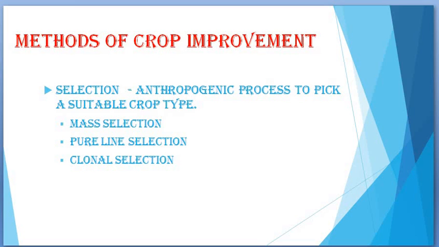And how this selection can be done, we are simply saying in one single sentence, but how is it done? Basically there are three different methods to select a parent plant for crop improvement. The first one is mass selection.